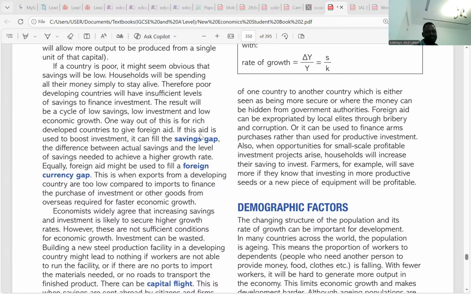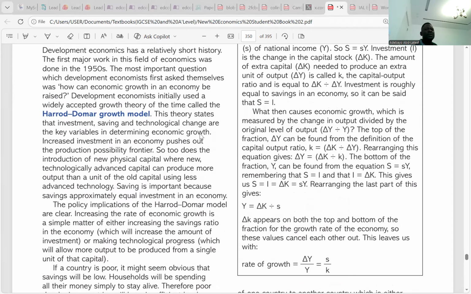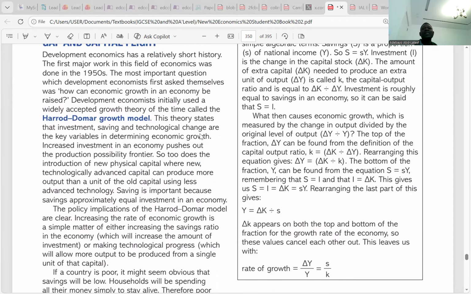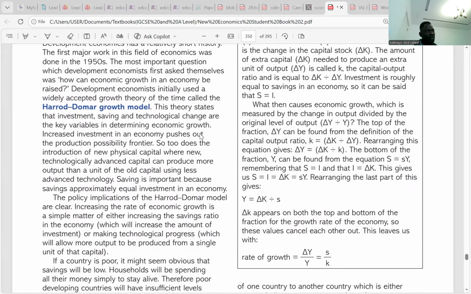So we continue with factors that hinder the growth and development of an economy. Another factor we want to talk about now is the savings gap, foreign currency gap, and capital flight. I'm going to take it one at a time. The savings gap is simply the difference between the actual savings and the amount of savings needed to achieve economic growth. That is what the savings gap is.